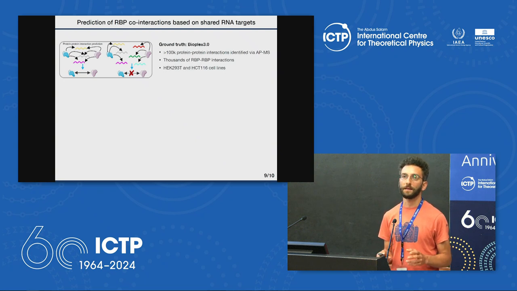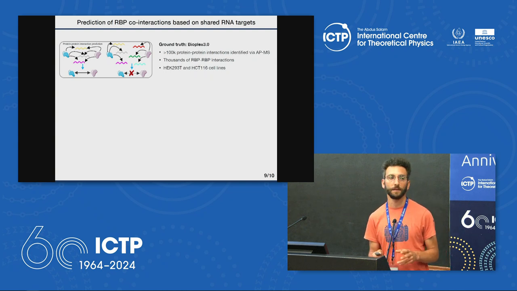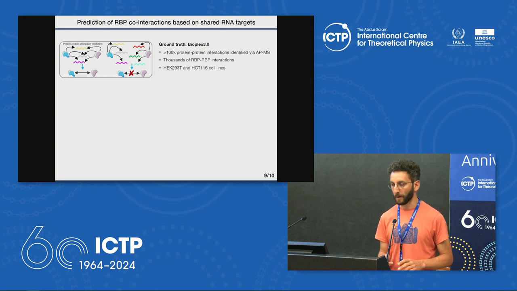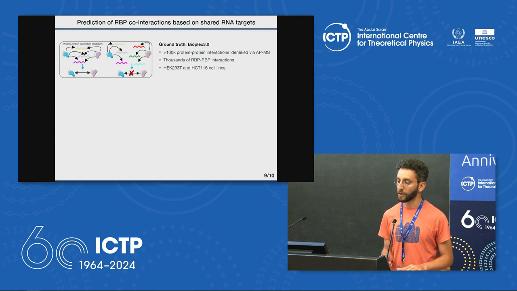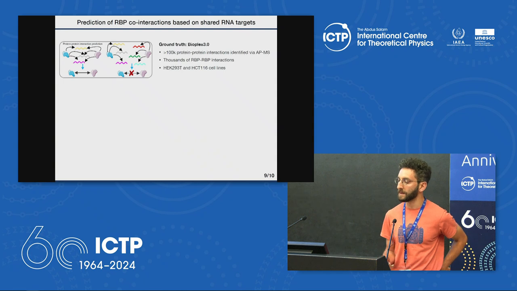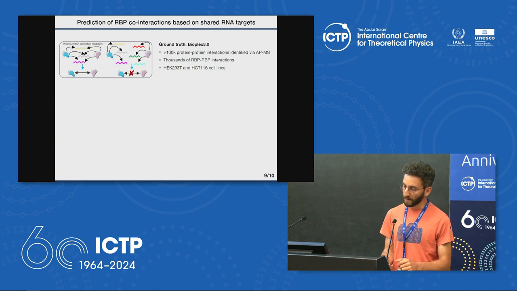So the idea is that if two RNA-binding proteins control the same set or a similar set of targets, it's also likely that they have a direct interaction at the protein level. In this case, we use as ground truth interactions the BioPlex Interactome database, which contains hundreds of thousands of protein-protein interactions identified via affinity purification mass spectrometry. And it also contains thousands of interactions between RNA-binding proteins.